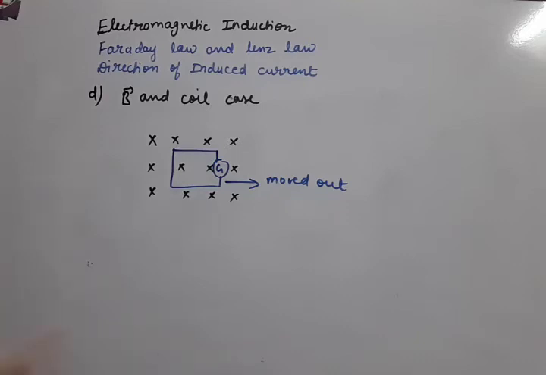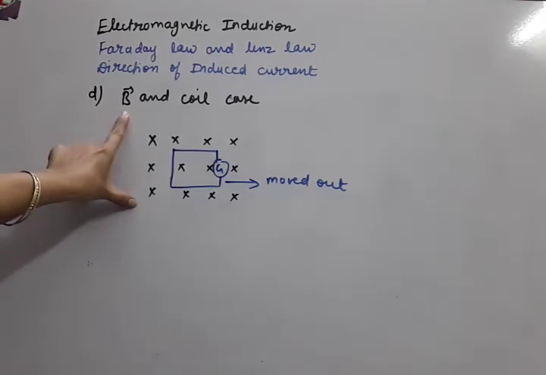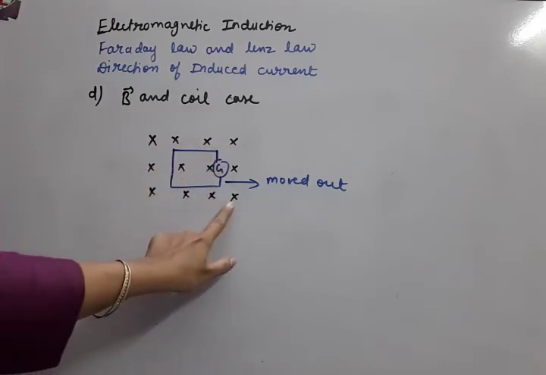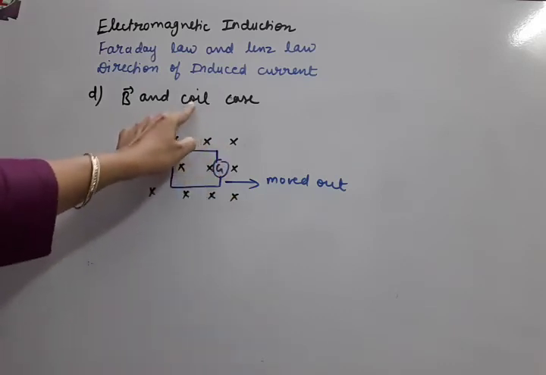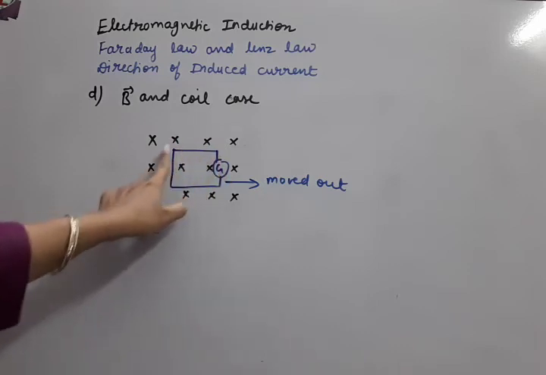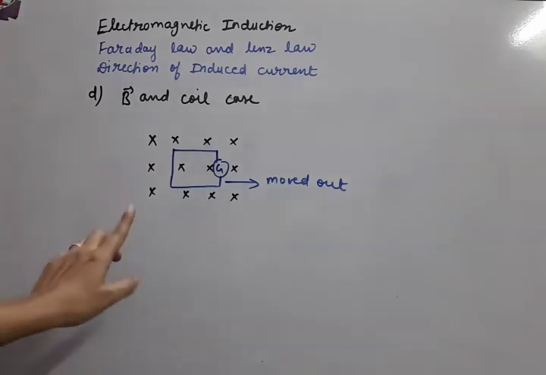In this, magnetic field B is given in the form of dots and crosses, that means perpendicular to the board or the paper. Now the magnet is not shown, N and S are not shown, only magnetic field lines are shown in the form of dots or crosses. And one coil will be given in which there will be no battery. That means we have to find in this coil the direction of the induced current. Okay, let us start now.